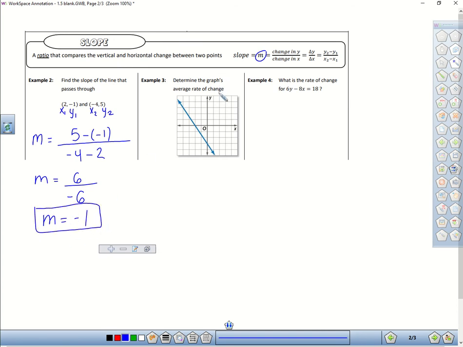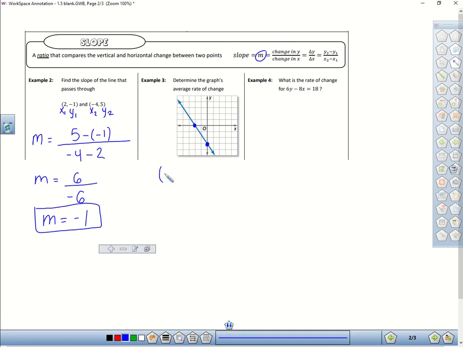It says determine the graph's average rate of change. Well, I can see that this is a linear equation. So in this case, my rate of change is going to be constant, so I can pick any 2 points on this line, and the rate of change is going to be the same. But I usually try to pick ones that fall nicely on the quadrant so that I don't have to guess. So you can pick any 2 points. Okay, you could have also picked this point. So I'm going to determine what the ordered pairs of those points are.